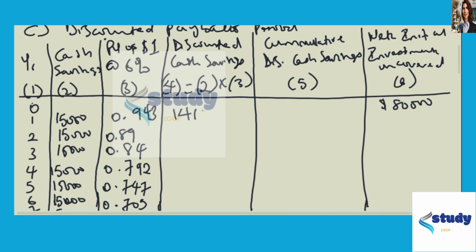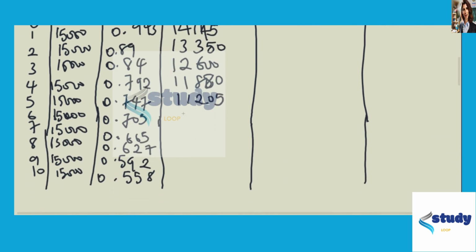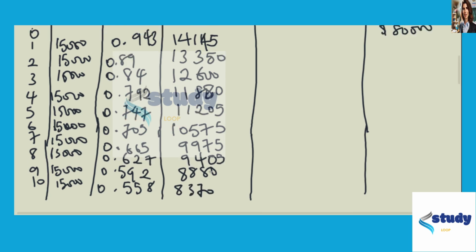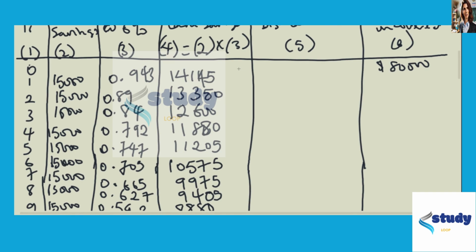So you multiply 2 times 3. And then the cumulative discounted cash savings is basically adding 1 plus 2, 2 plus 3, 3 plus 4, just like that.